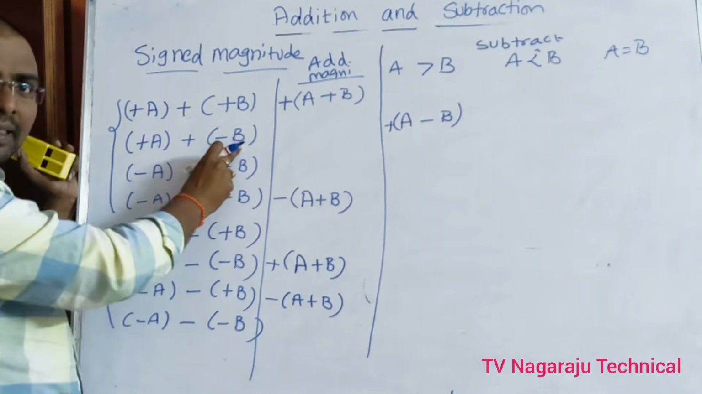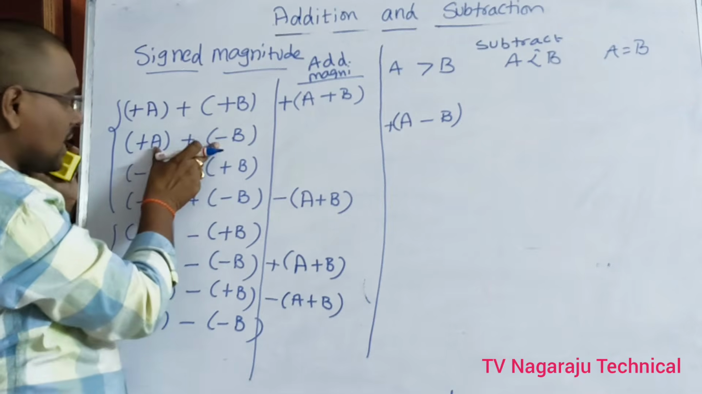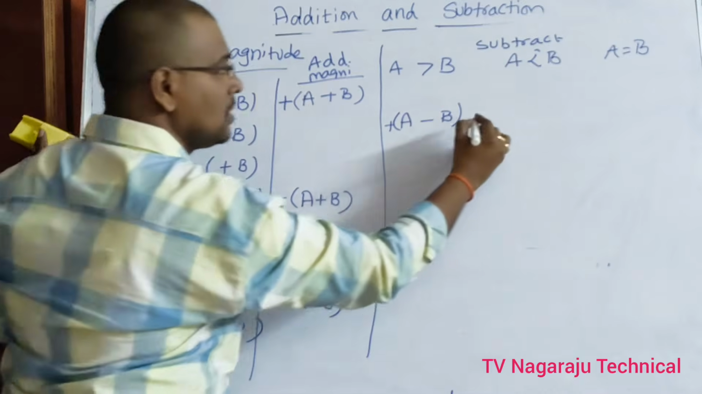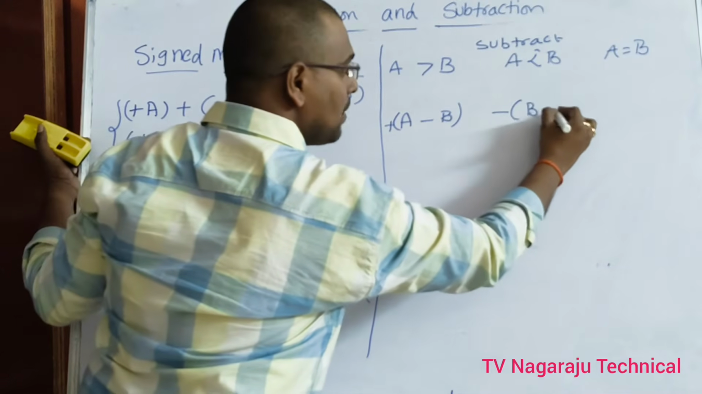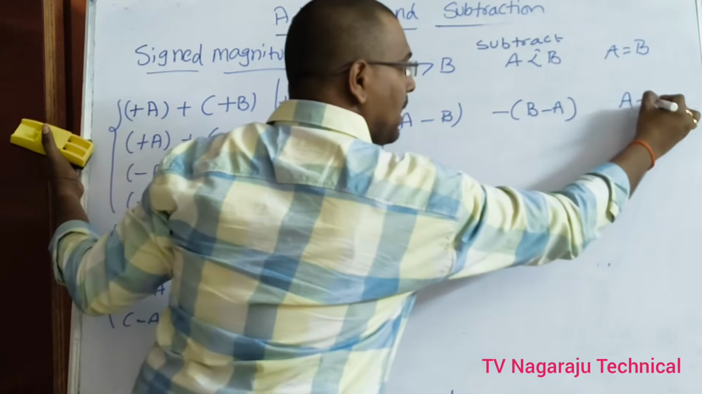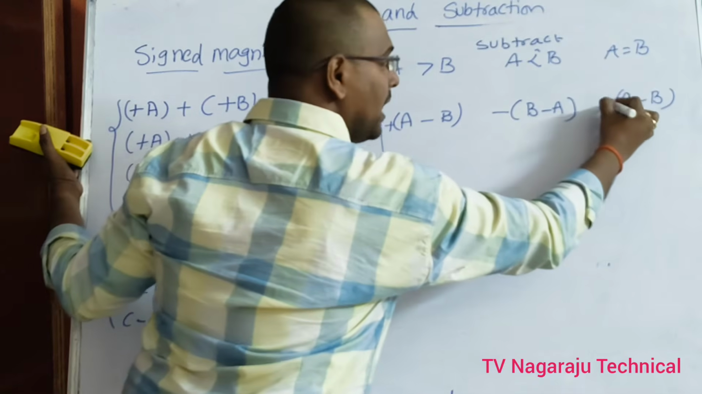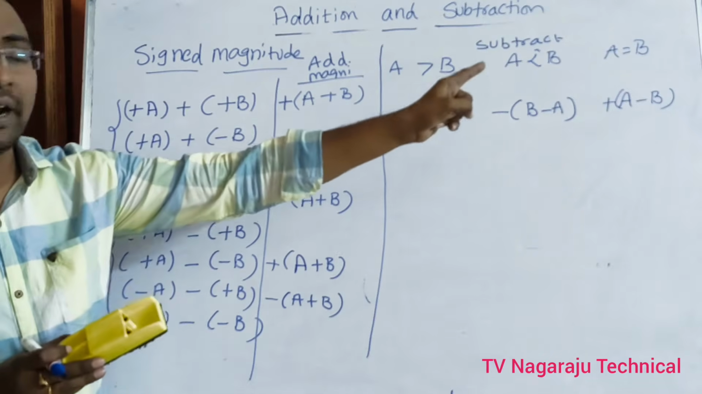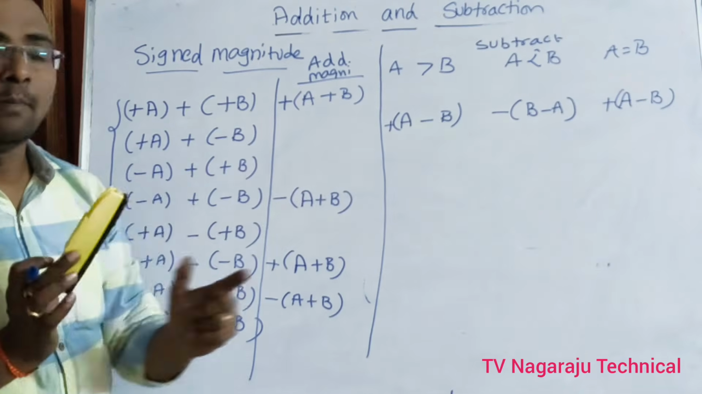Suppose b is greater than a. In this case, obviously the sign is minus. So what we have is minus b minus a. If both are equal, simply a minus b. To avoid negative zeros, we are always keeping it positive.